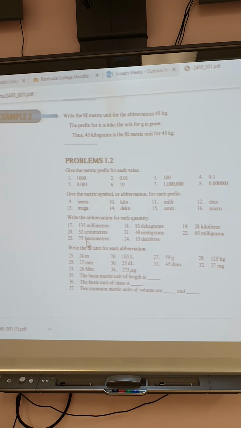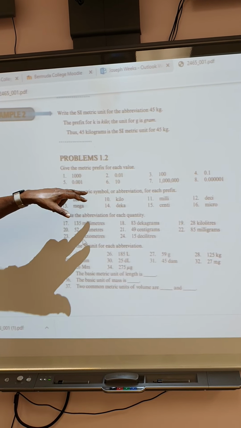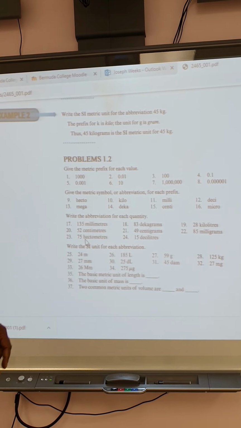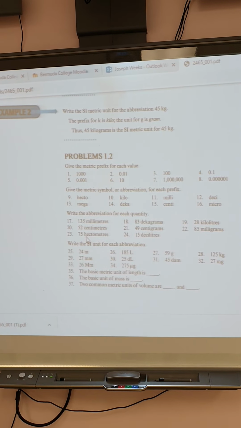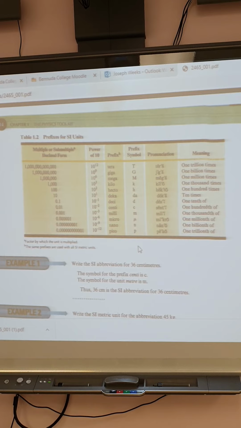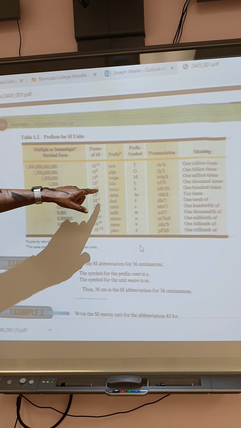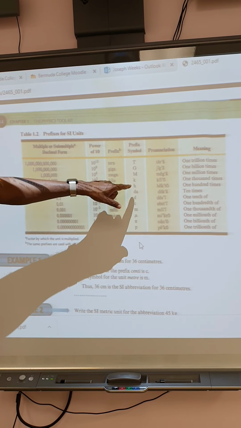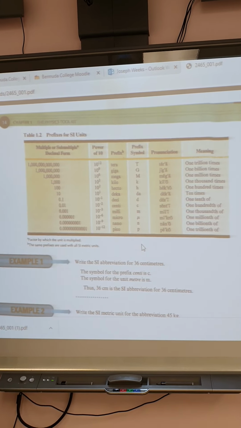So let's do number 9. Give the metric symbol or abbreviation for each prefix. So number 9 is hecto. We look to our chart again. So hecto is little h, so that's the symbol. So number 9 will be little h.